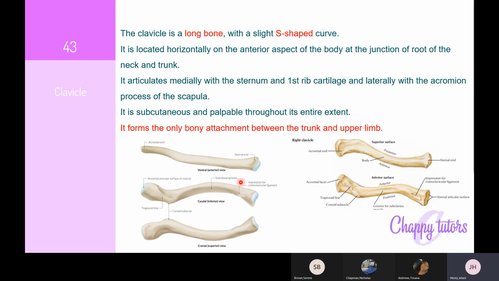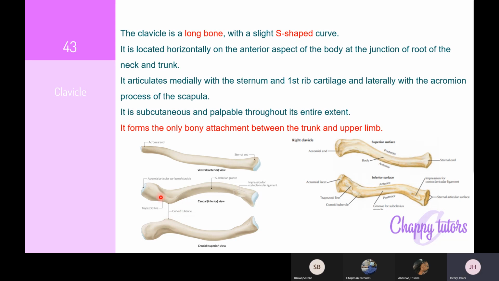Okay, let me just go through the features of the clavicle here, right? This is an anterior view. So this is how the clavicle looks in an anterior view. Here we have the sternal end, and here we have the acromial end, right? This little blue highlight is just where the clavicle would articulate, right? So here is the articular surface of the clavicle where it articulates with the acromion process of the scapula, right? Here is the trapezoid ridge, or line. And here is the conoid tubercle, right?